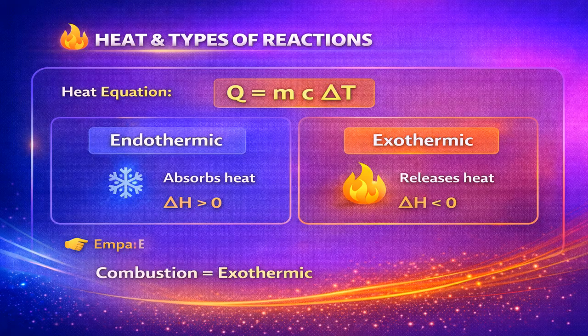In endothermic reactions, heat is absorbed from the surroundings, therefore delta H is positive. A good example is the melting of ice or photosynthesis. In exothermic reactions, heat is released to the surroundings. Here delta H is negative. Combustion reactions like burning fuel are common examples of exothermic processes.